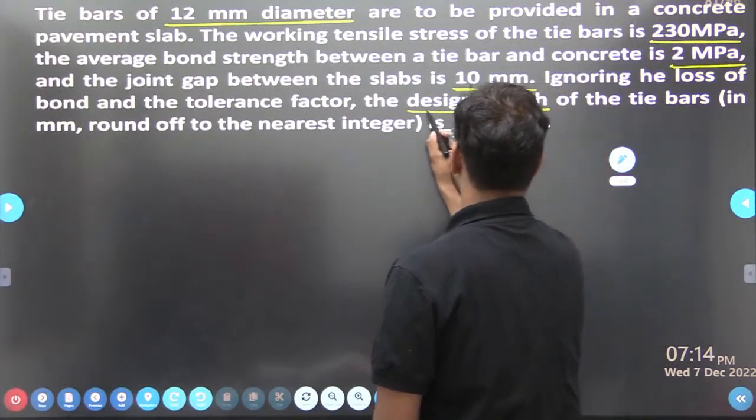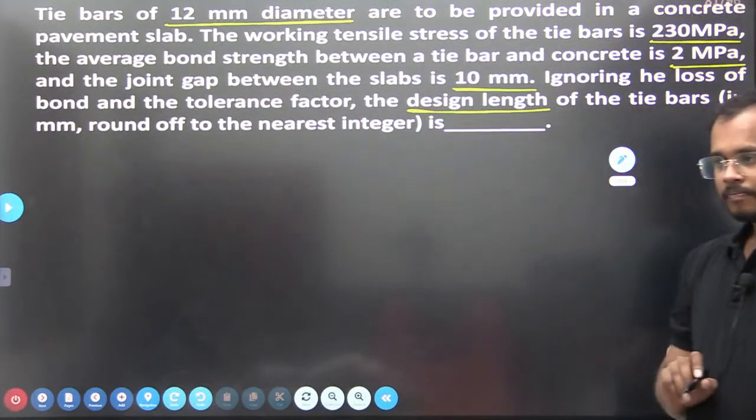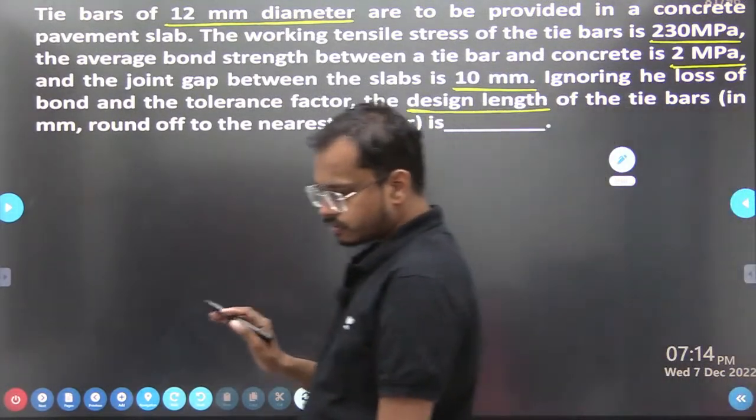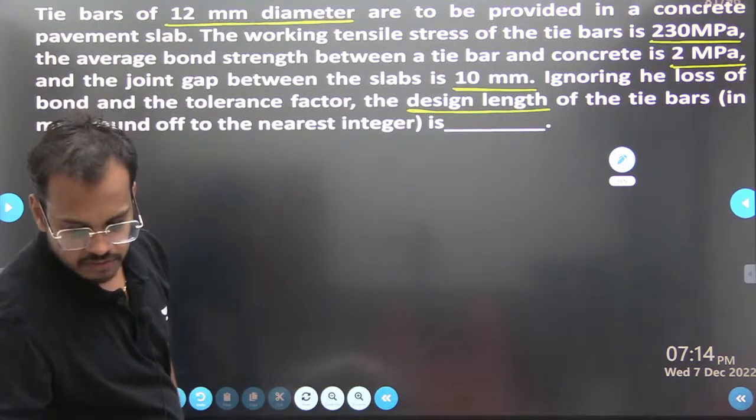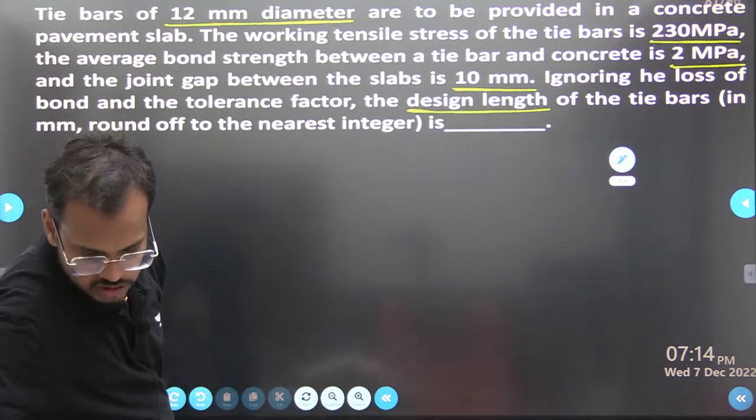We already know how to calculate the design length of tie bar. Firstly, write the given data here. So now see here.